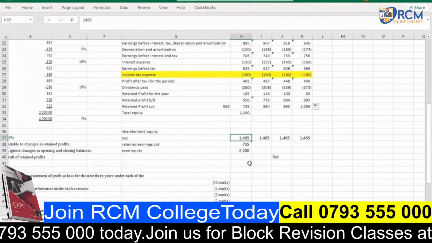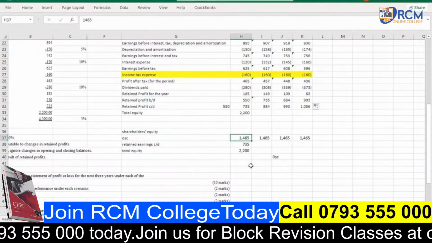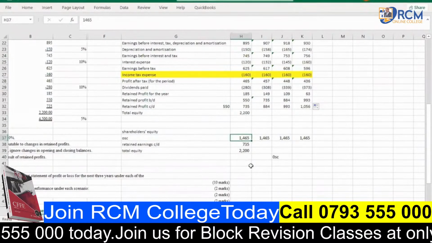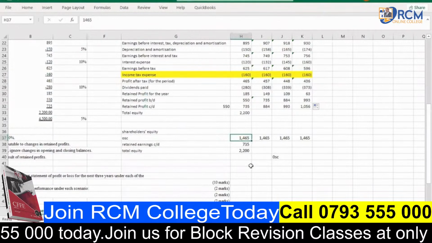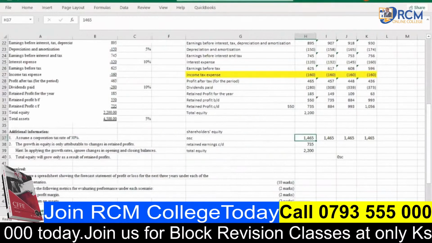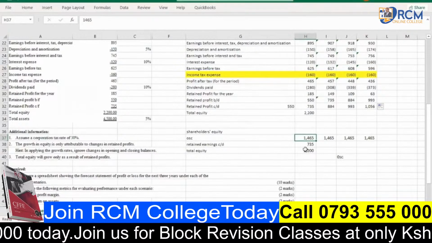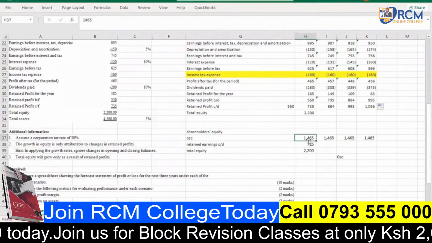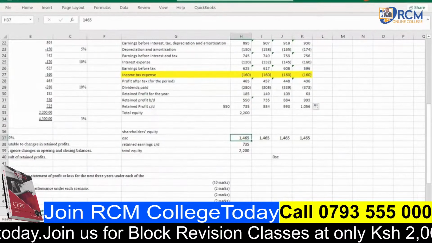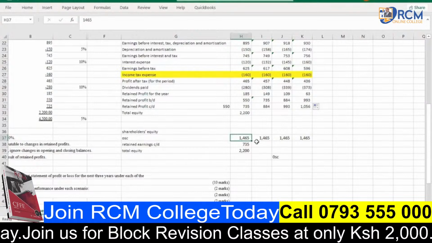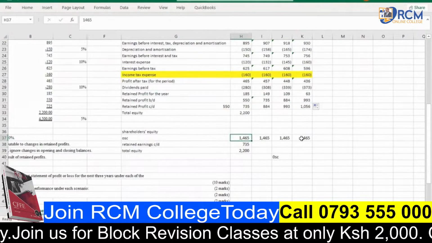Assuming this is a public limited company, you know very well ordinary share capital is always fixed. And the examiner is telling us that an assumption is given that the changes in the total equity will not be as a result of ordinary share capital. No, it will be as a result of changes in retained earnings. So our ordinary share capital will be constant all through.